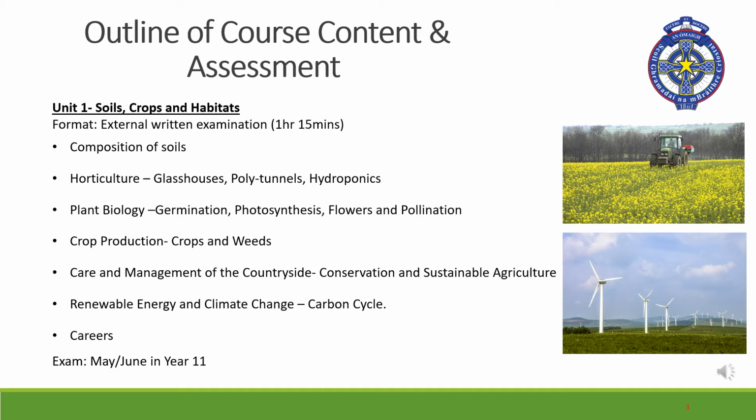Move on to crop production, which includes growing of different types of crops, and weed control, and care and management of the countryside, conservation and sustainable agriculture. Then move on to renewable energy and climate change. This incorporates the carbon cycle. And then we look into different careers that pupils may wish to follow within the agricultural sector.